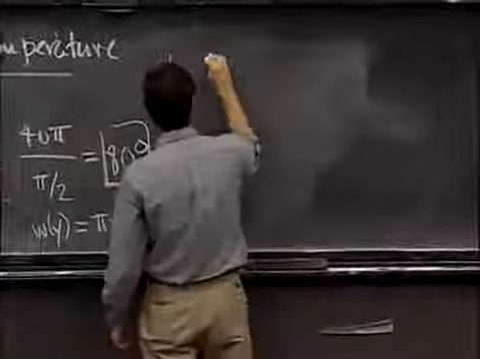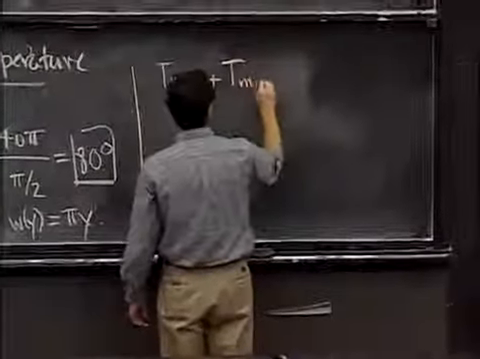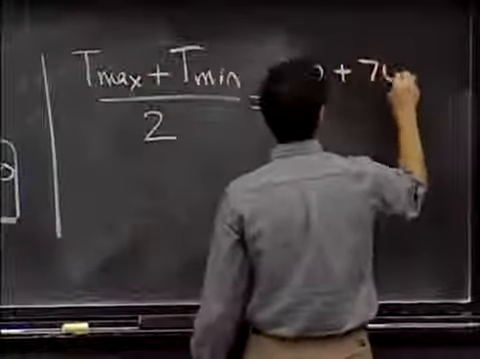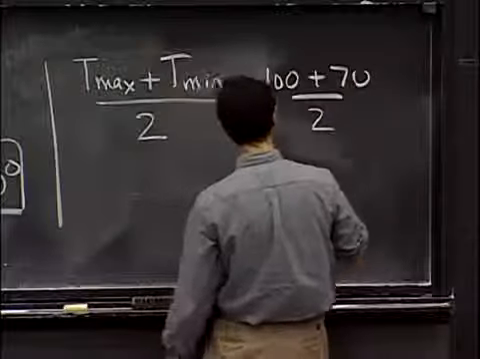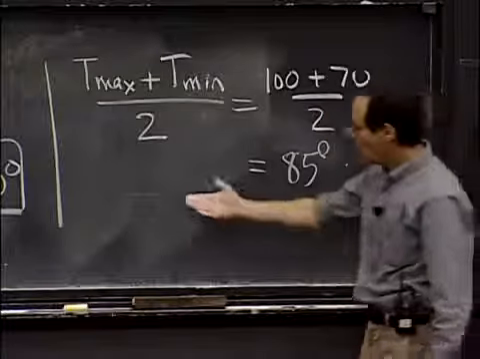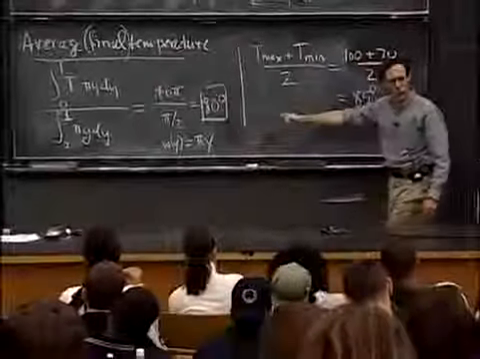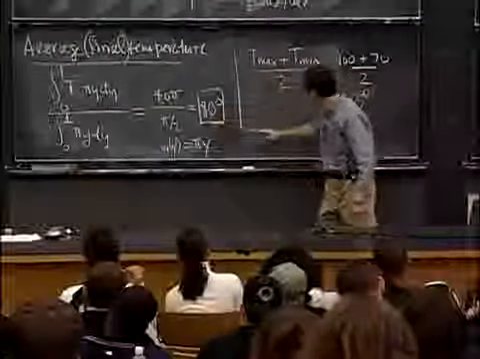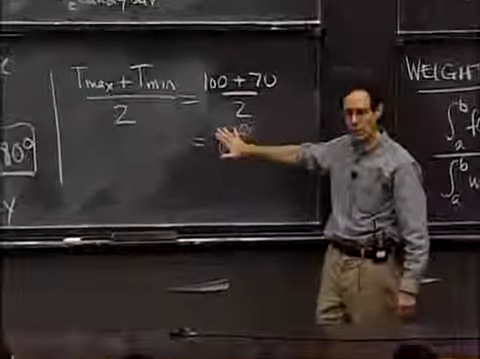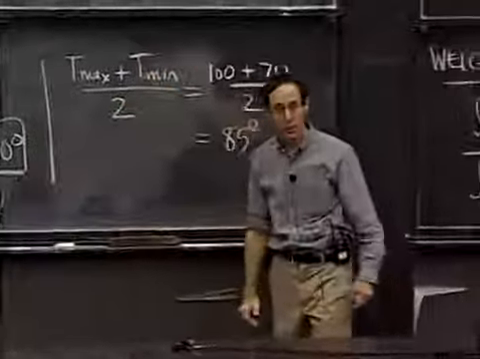If you compare this to the ordinary average, the maximum temperature plus the minimum temperature divided by 2, that would be 100 plus 70 divided by 2, you would get 85 degrees. And that's bigger. Why? Because the cooler water is on top, and the correct weighted average is lower than this fake average, which is not the true average in this context. So the weighting is that the thing is getting fatter near the top.